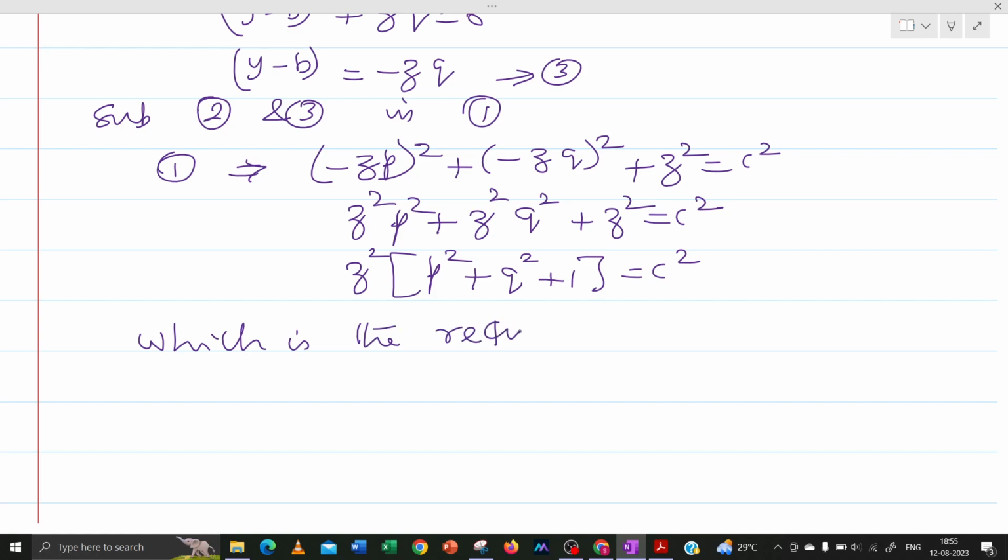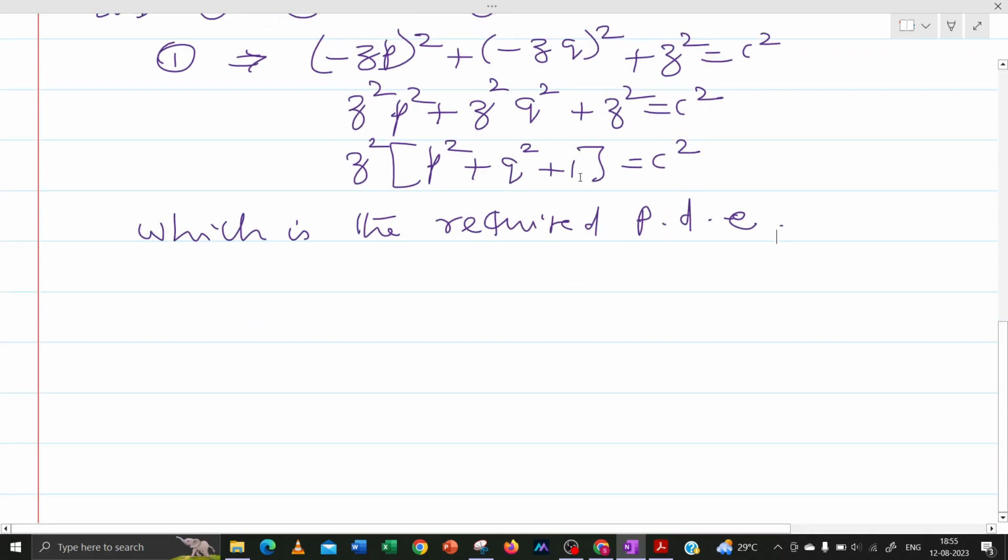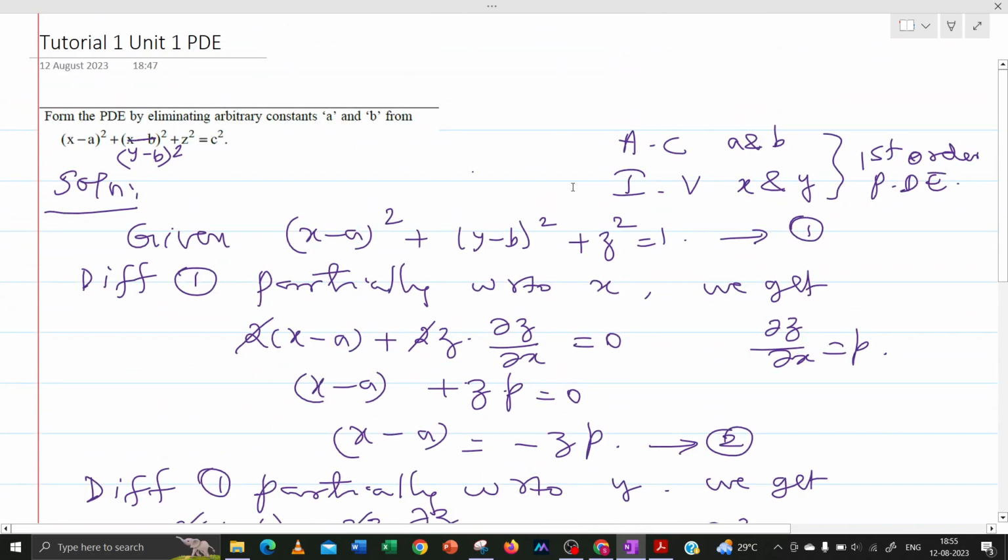To eliminate arbitrary constants and arbitrary functions, always you have to differentiate with respect to x and y. Then you have to eliminate the arbitrary constants. As I told you, if the number of arbitrary constants equals the number of independent variables, here two arbitrary constants and two independent variables, then you will get the resulting equation in first order. If you have more arbitrary constants than independent variables, you will get the resulting equation in second order.